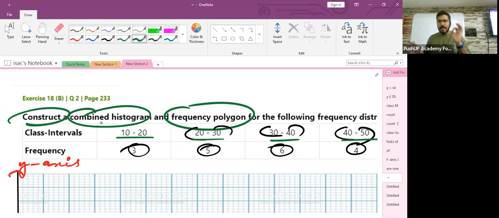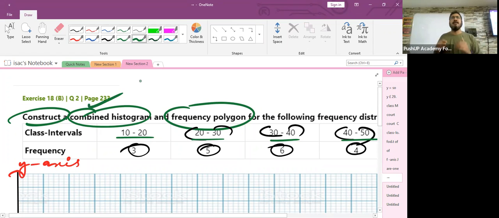While correcting papers, I have noticed some students draw a histogram on a separate graph and a frequency polygon on another graph. That is absolutely wrong, children. When they ask you to draw a combined histogram and frequency polygon, the examiner is expecting you to draw both on the very same graph paper. Did it go into your head? They are expecting you to draw both histogram and frequency polygon on the very same graph paper.